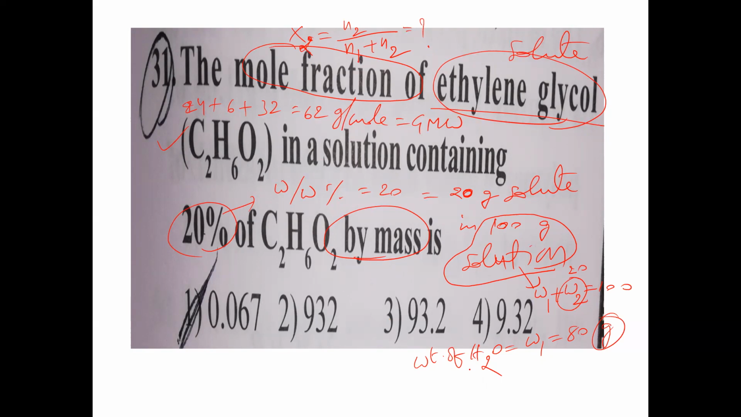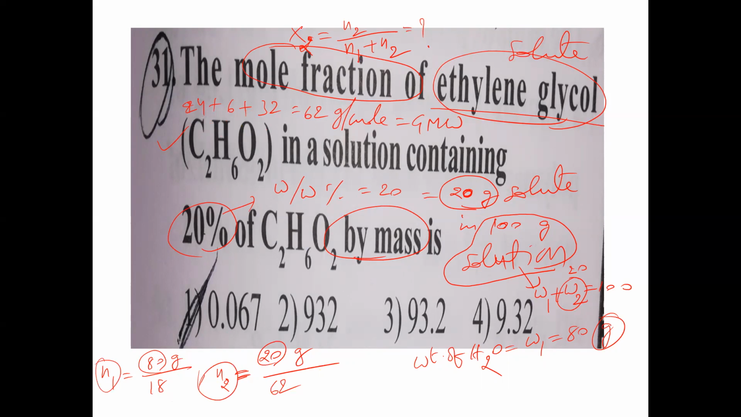Now your weight of water, how much here? W1, 80 grams. Now tell me, N1 means number of moles of water, how much here? Weight of water by gram molecular weight of water. Next, N2 is the number of moles of ethylene glycol, number of moles of solute. Weight of solute, how much here? 20 grams, by gram molecular weight. C2 means 24, H6 means 6, O2 means 32. 30 plus 32, so it is 62. So 20 by 62. Like this we get N1 value and N2 value first.